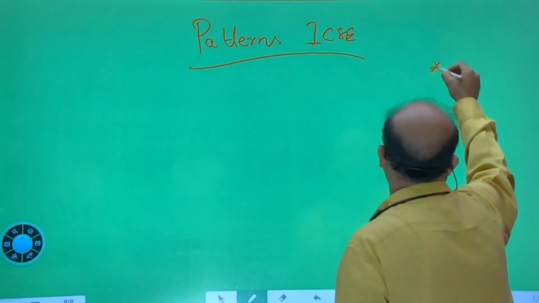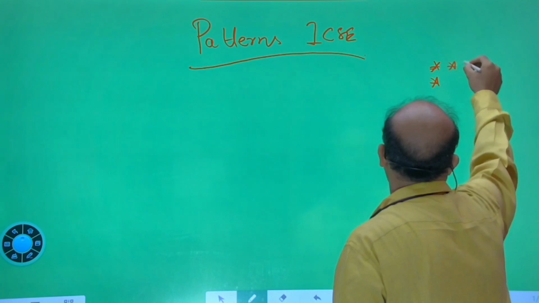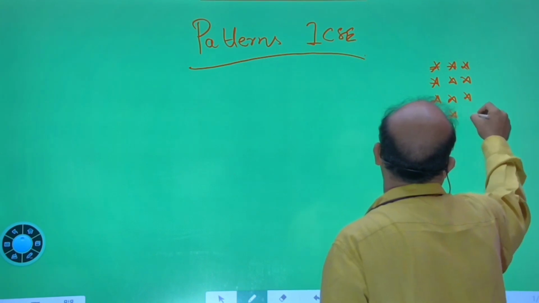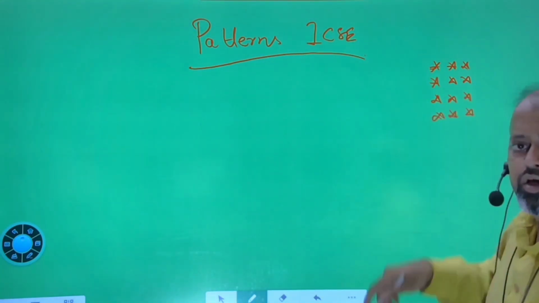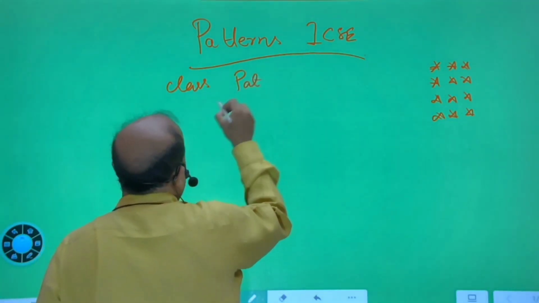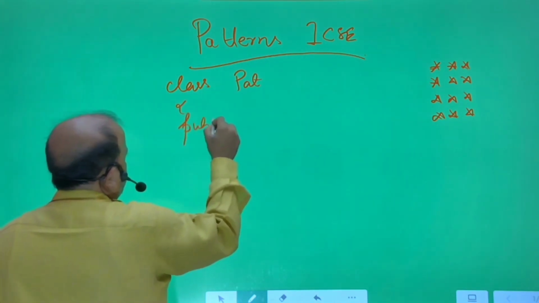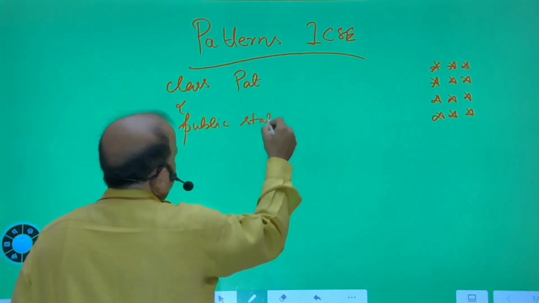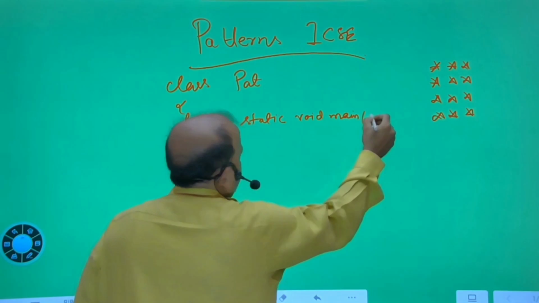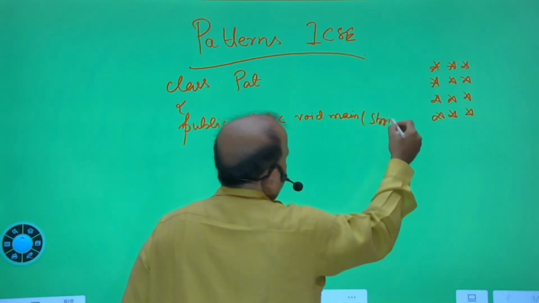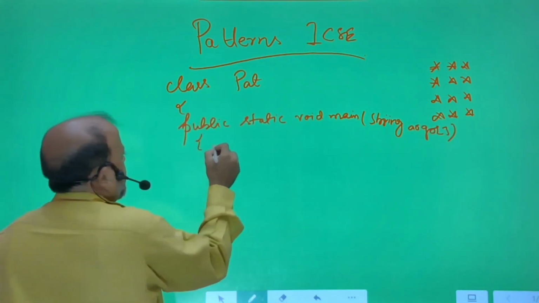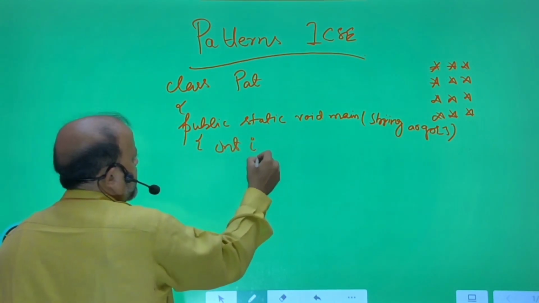You can see this is the first pattern I will be doing. You can see there are 4 rows and 3 columns. So, class anything, suppose pat, then public static void main. You can give String args if you wish. Declaring the variables int i, j.